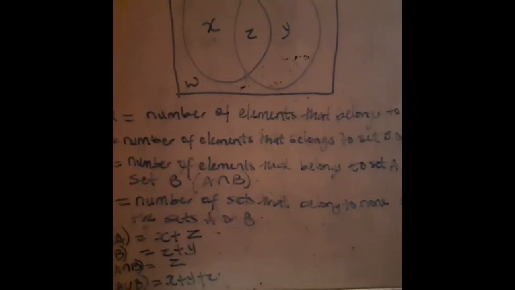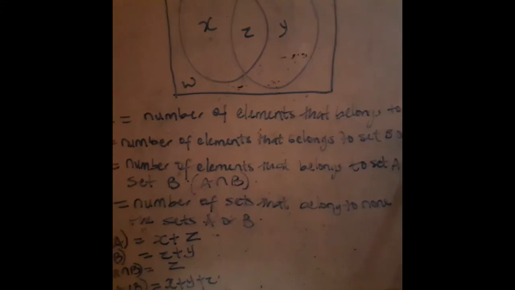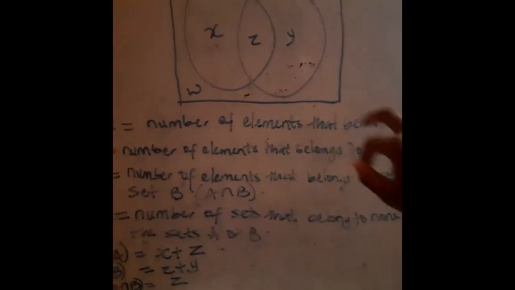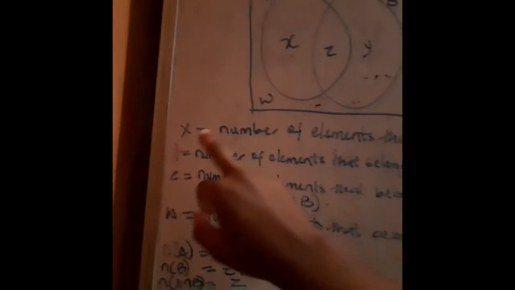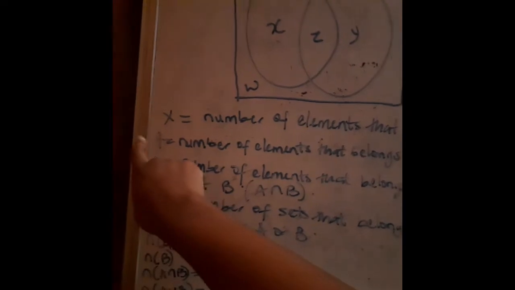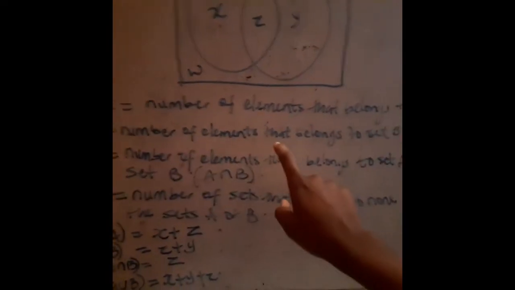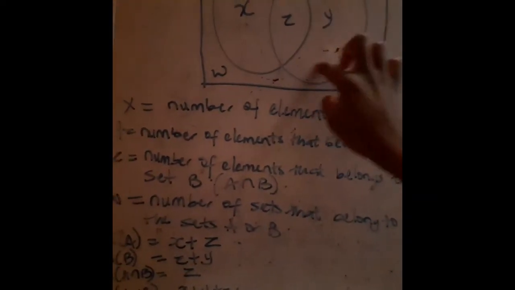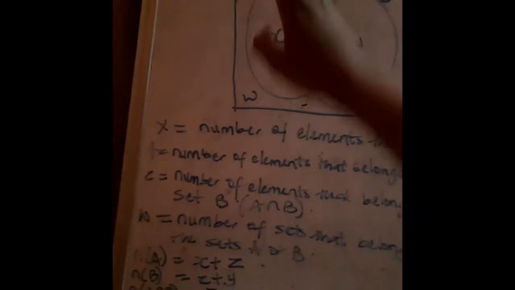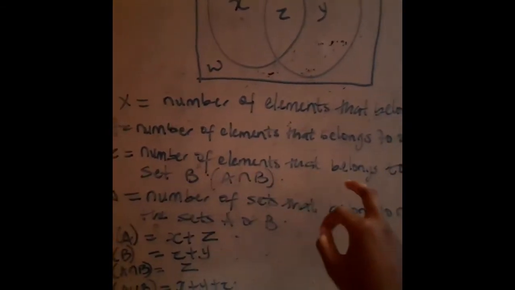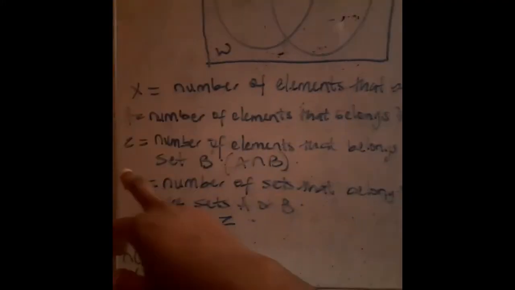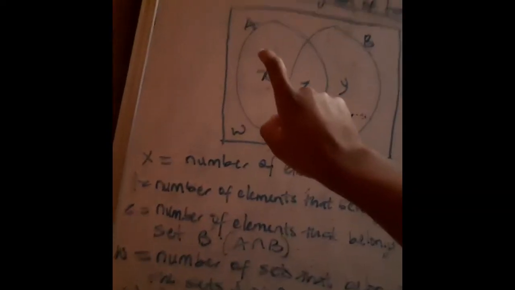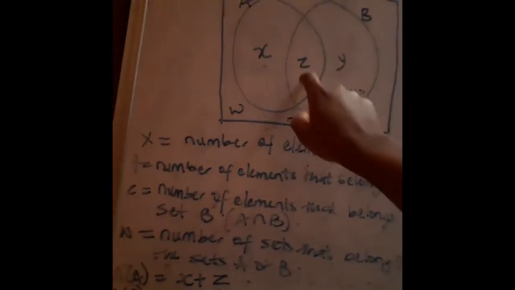So X equals the number of elements that belong to set A only. I'm sorry, the board was not enough. I should have added "only" there. X equals the number of elements that belong to set A only, while this Y here equals the number of elements that belong to set B only. This one is X for A only. And Z is the number of elements that belong to set A and set B. That is, Z is the intersection of A and B, the elements that belong to both set A and set B. That's why it's in the middle of both.